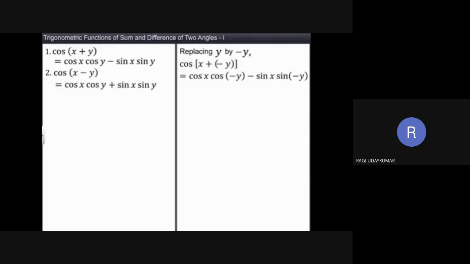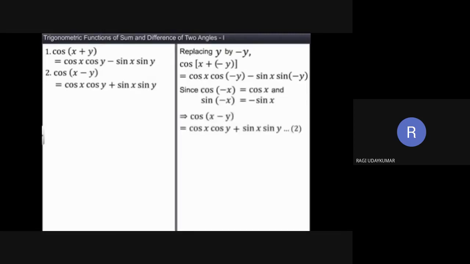So cos of minus y is, can you tell me cos of minus y? Sir, cos y. Plus cos y. Very good. Sin of minus y? Sir, negative sin y. Yes, negative sin y. Very good. So you are going to get cos x cos y plus sin x sin y. So do remember that for cos x plus y, minus will be there. For cos x minus y, plus will be there.